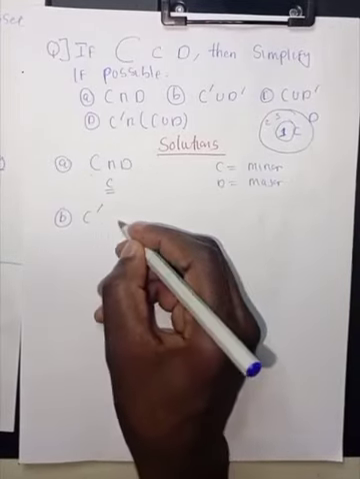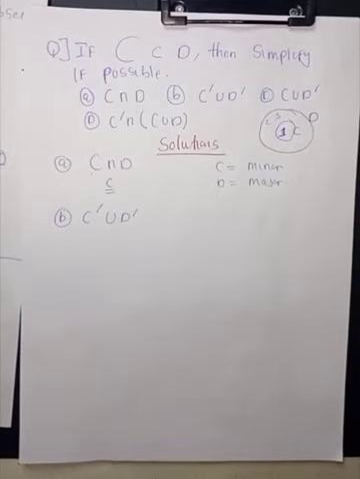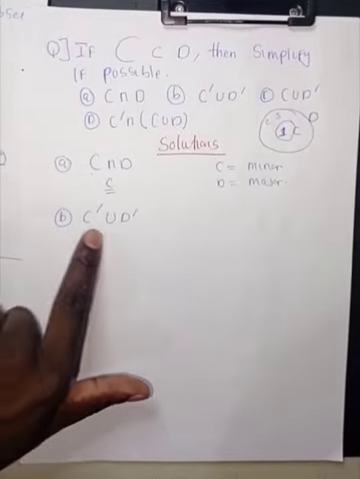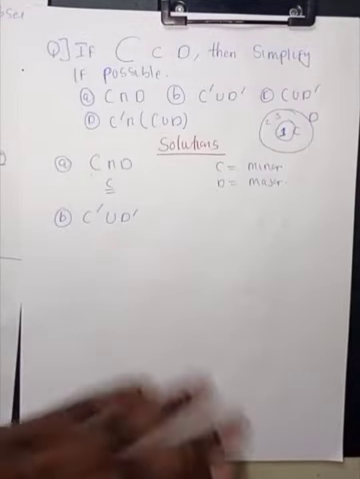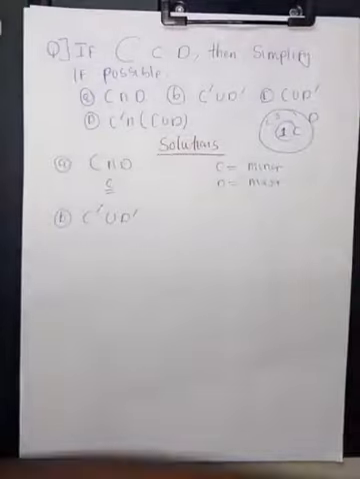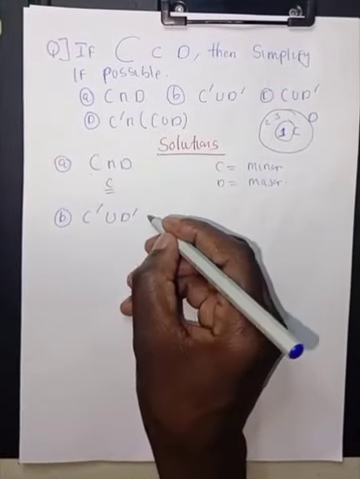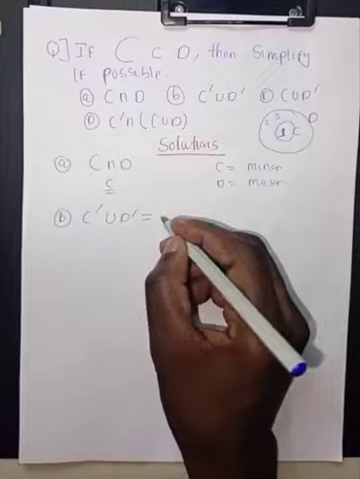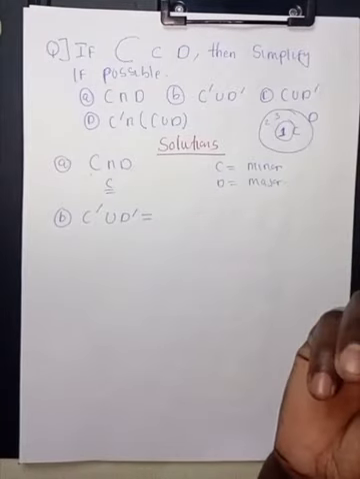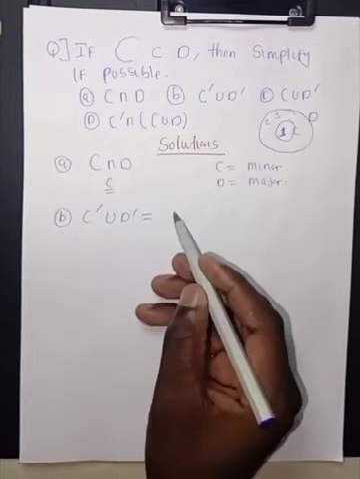Part B is where we have C complement union D complement. If you approach it in this way, we can't simplify this one further. But we need to try to change it so that it makes sense to simplify. We can try to factorize the complement here. We apply De Morgan's law, where we try to factorize the complement.